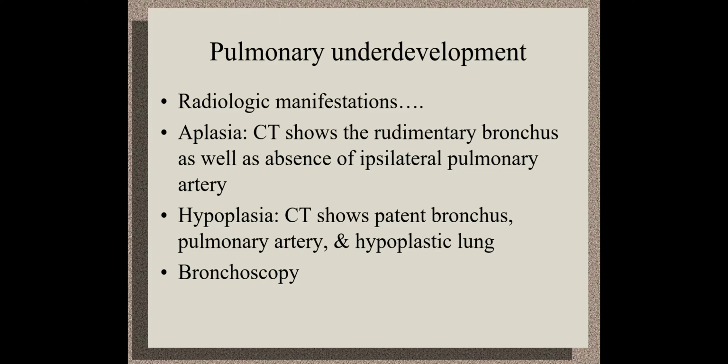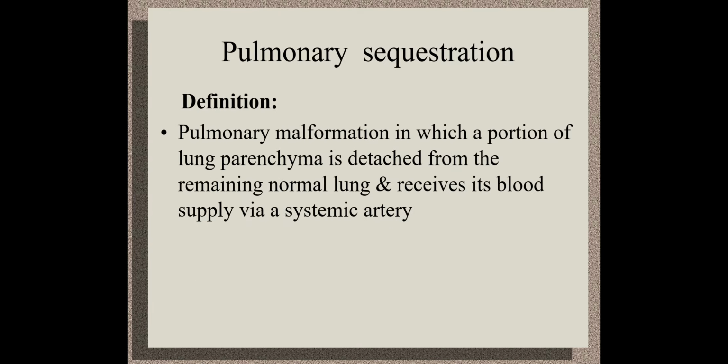Aplasia by CT shows the rudimentary bronchus as well as absence of the ipsilateral pulmonary artery. Hypoplasia by CT shows a patent bronchus, pulmonary artery, and hypoplastic lung, and bronchoscopy may be used for diagnosis.